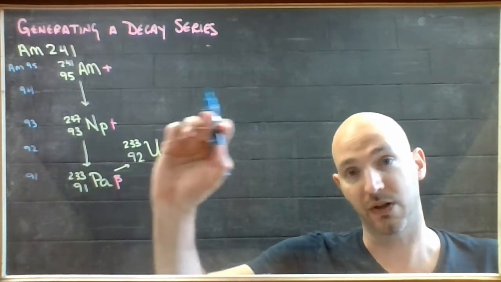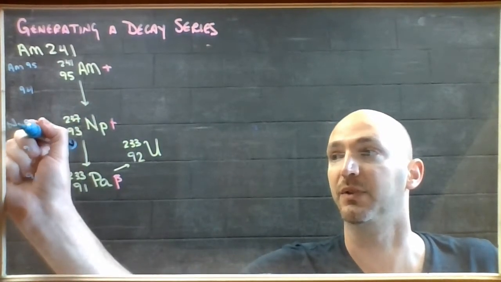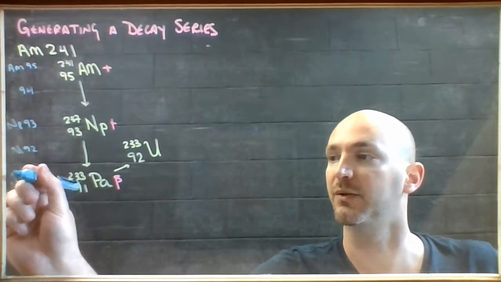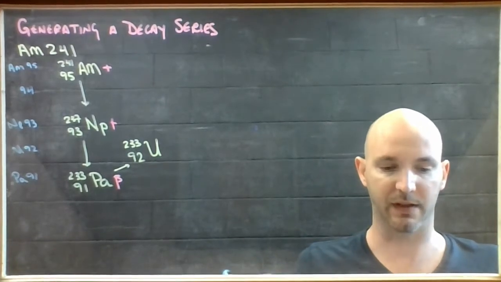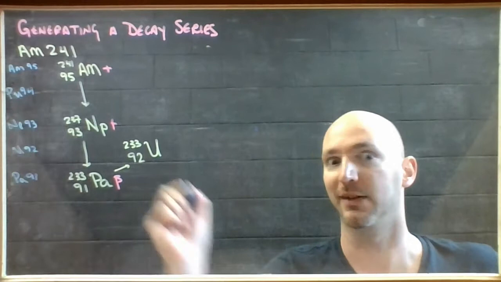And since protons are what determines what's in this row, then anything in this row is going to be a neptunium, anything in this row is going to be a uranium, and anything in this row is going to be a plutonium. The one that's missing, 94, if I look it up, is plutonium. There's a fun one.